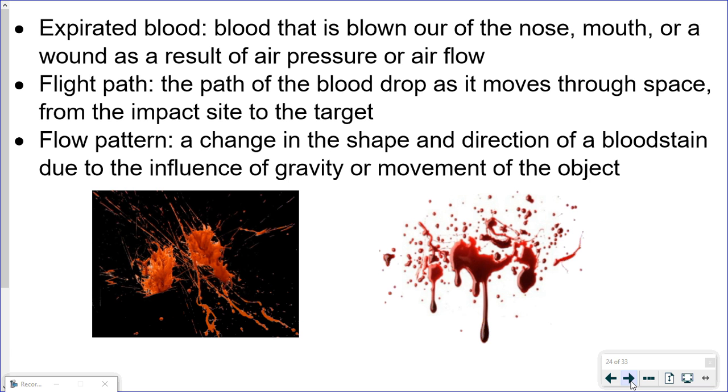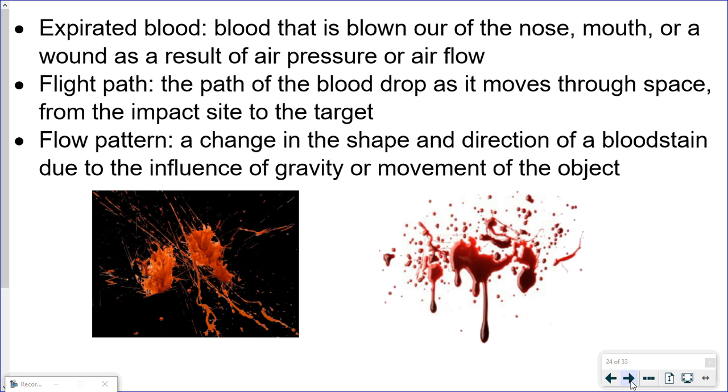We also end up with expirated blood. This is blood that's actually blown or forced out of the body. It could be out of the nose, mouth, or wound as a result of air pressure or airflow. So if you have a bloody nose and you try to blow it out, that is considered expirated blood. If you bust your lip and you spit out blood, that's also considered expirated blood.